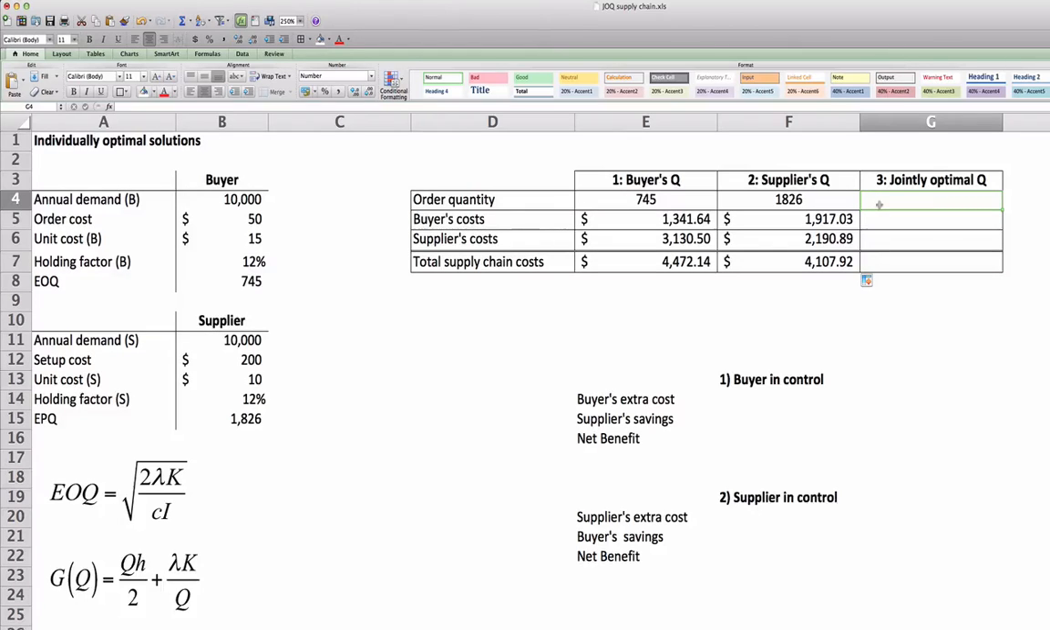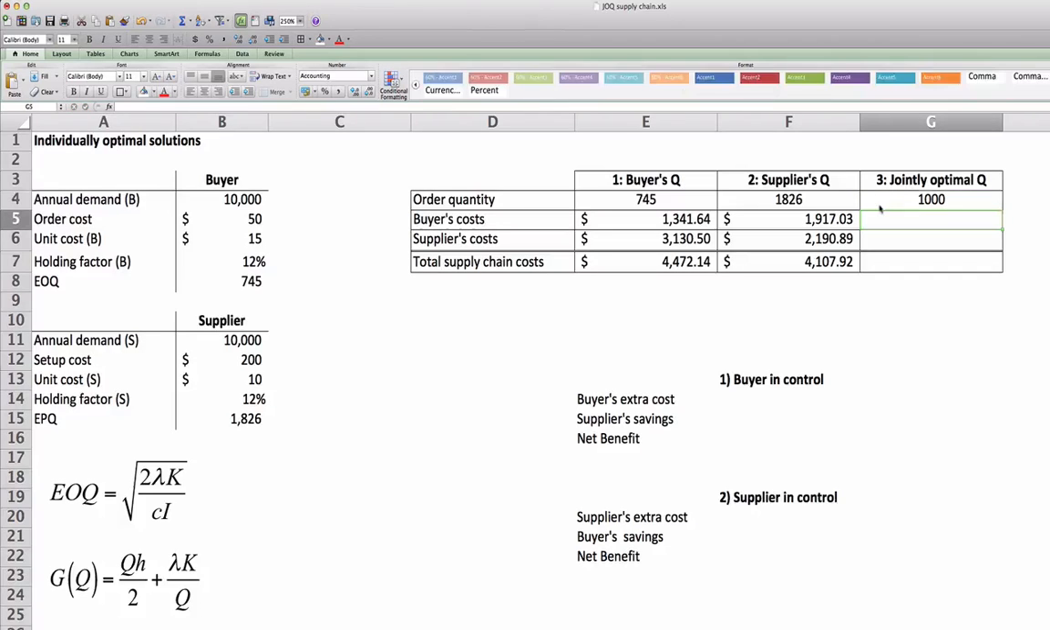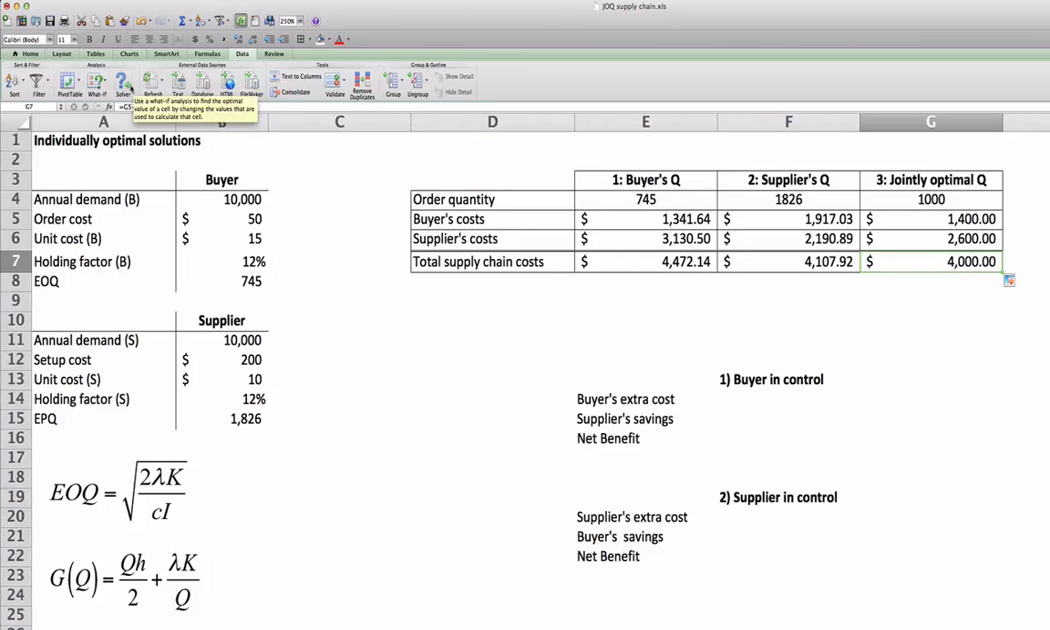So let's assume that the jointly truly optimal order quantity is somewhere in between, let's say about 1,000 units for the time being. So let's compute again the total cost for buyers, suppliers, and total supply chain costs if we assume an order quantity of 1,000. And you can see already, even though I arbitrarily picked 1,000, I was able to further reduce total supply chain costs by 4,000 by choosing this 1,000 unit joint order quantity. Now this is not optimal yet, of course, because I arbitrarily selected 1,000.